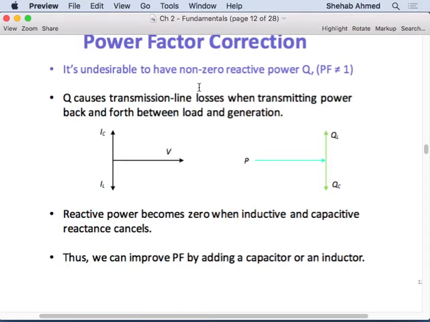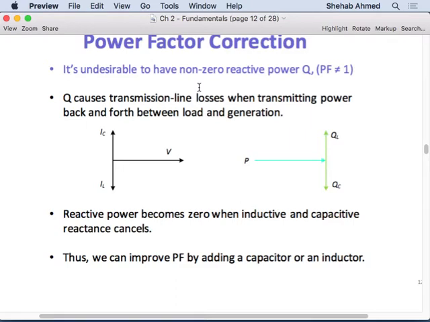So one way to install capacitors would be fixed capacitors. The utility would, for example, install some fixed capacitors in the transformer substation, right? But if you install enough fixed capacitors to make the power factor unity, and then these people turn off their loads, what happens? Then you will actually have leading power factor in the system, right?